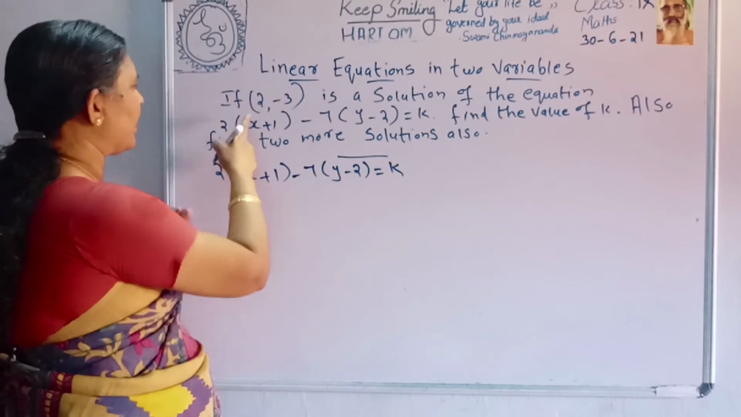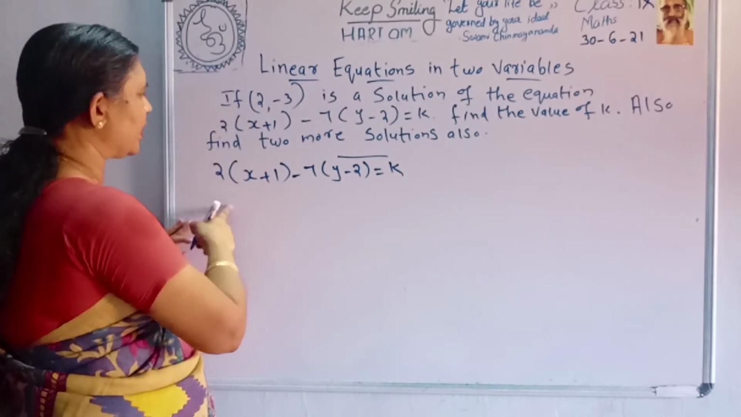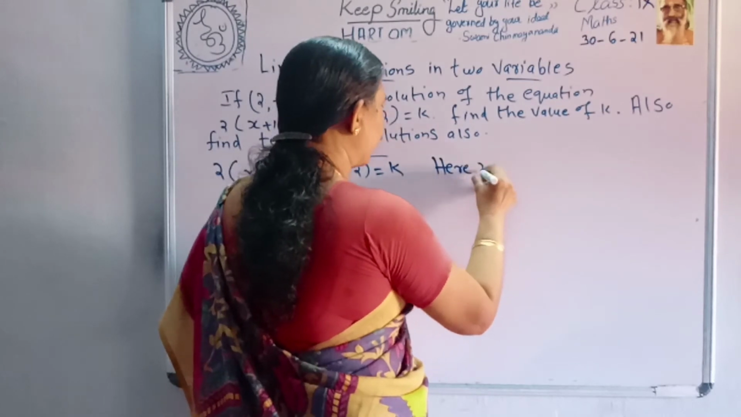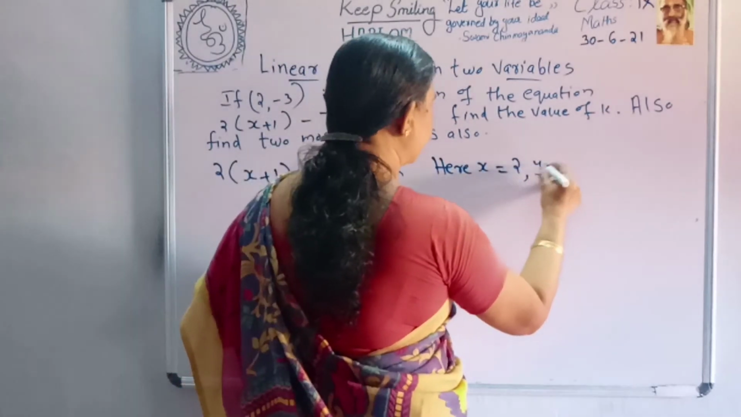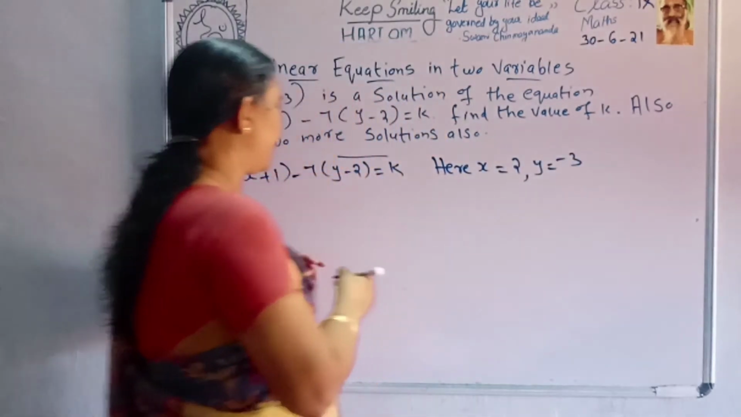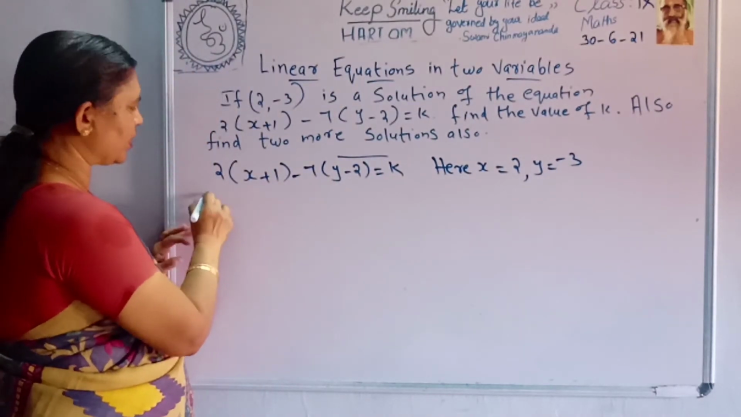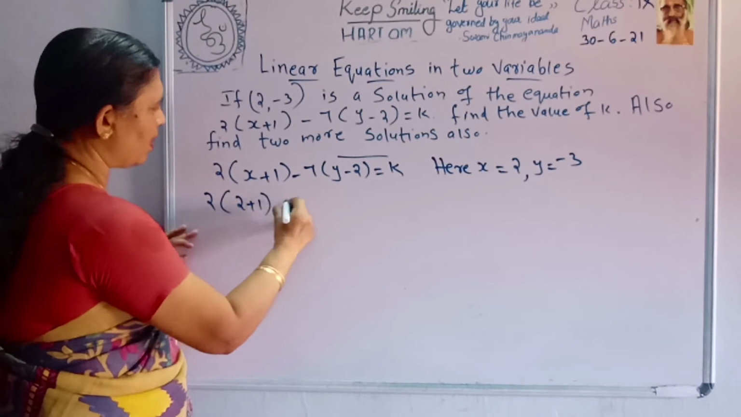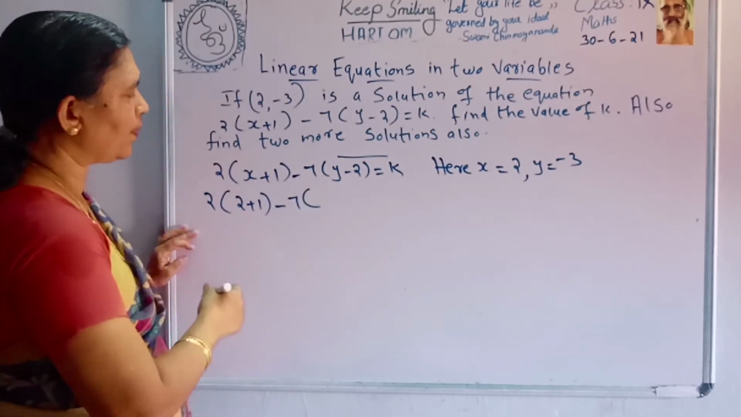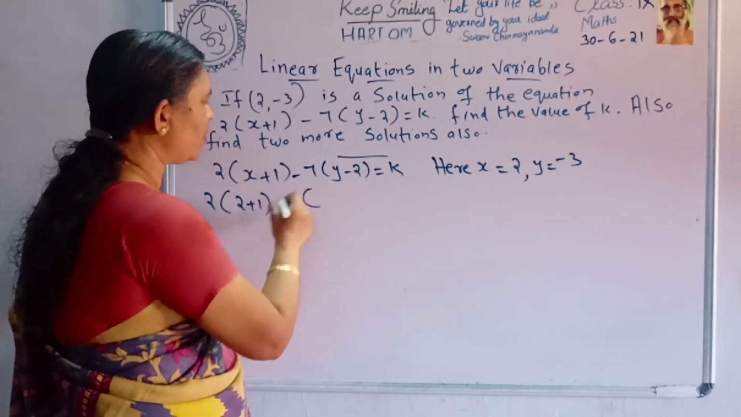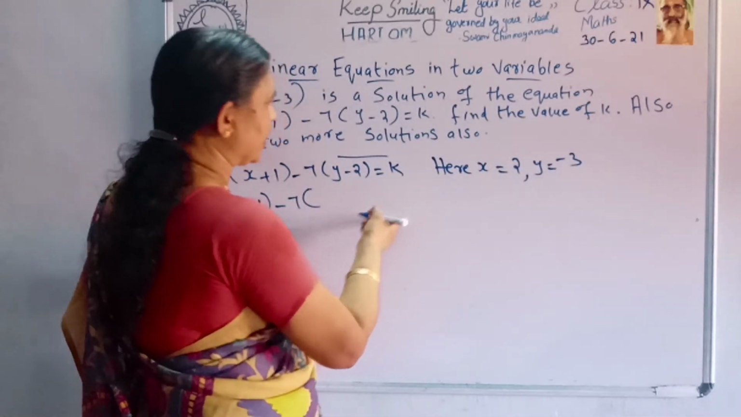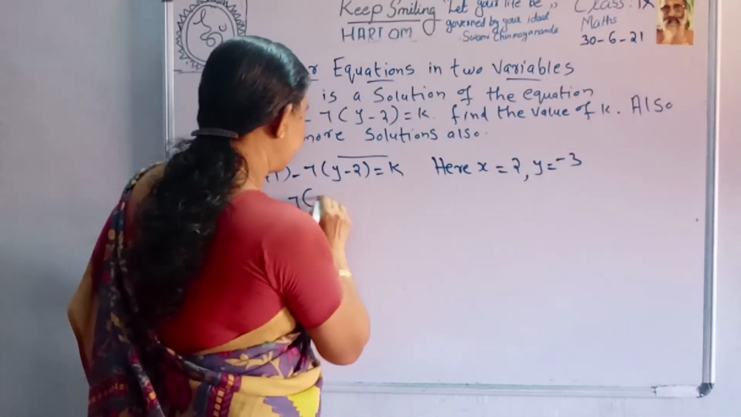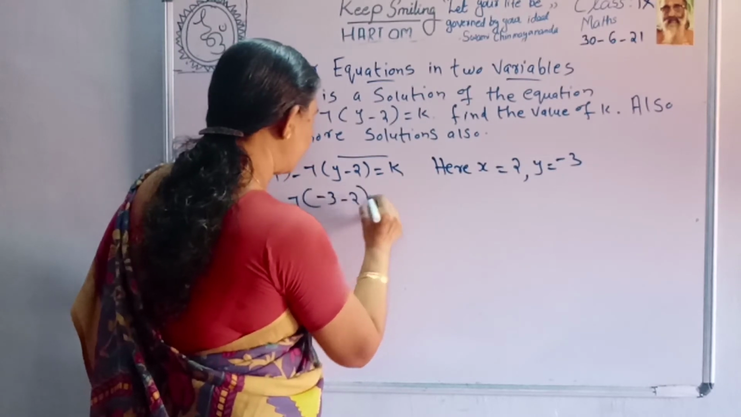Here, what is the value of x? x is equal to 2. It is given that x equals 2 and y is equal to minus 3. Then we can put the values here. That is 2 into (2 plus 1) minus 7 into (y minus 2). What is the value of y? y is equal to minus 3. That is minus 3 minus 2 is equal to k.